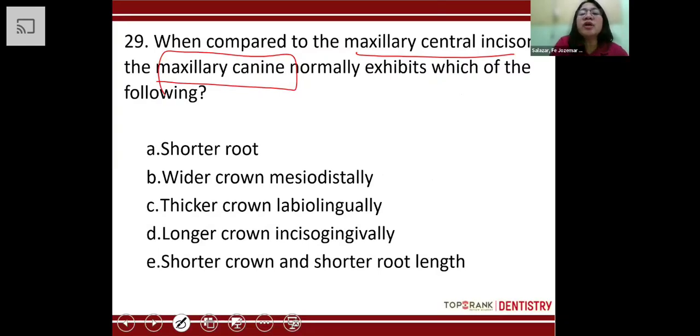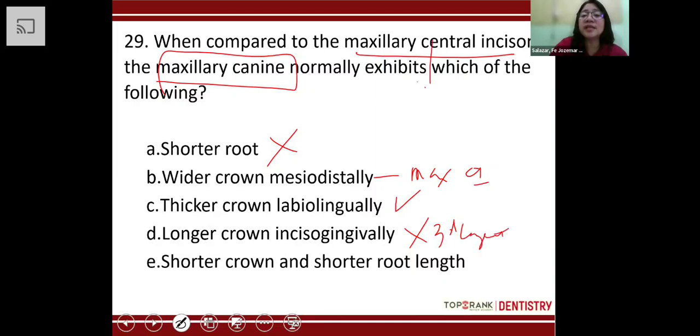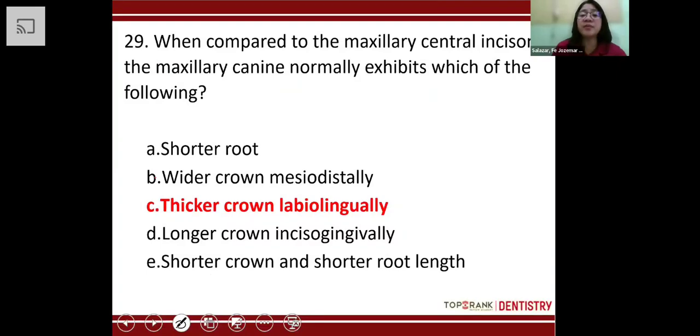Number 29. When compared to the maxillary central incisor, the maxillary canine normally exhibits which of the following? Shorter root? No, the maxillary canine has the longest root. Wider crown mesiodistally? This is for the maxillary central incisor. Thicker crown labiolingually? Yes. Longer crown incisogingivally? No, it's the third longest crown. Shorter crown but not shorter root length. So the correct answer is thicker crown labiolingually.